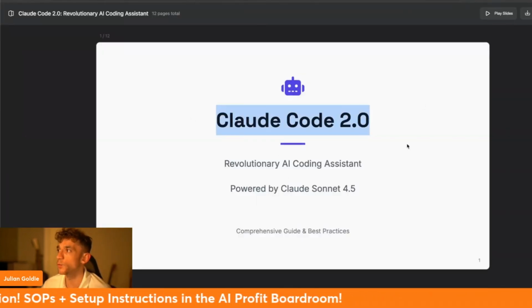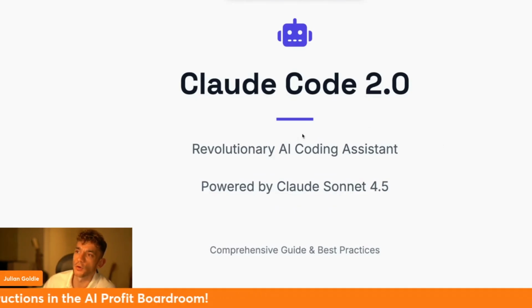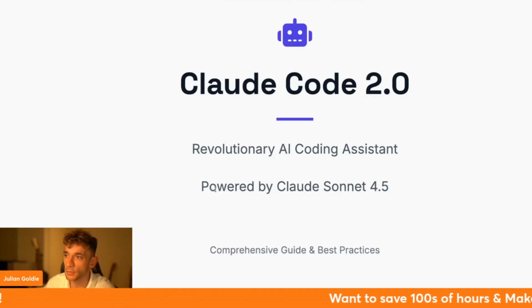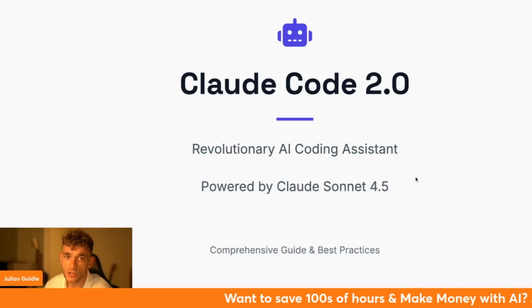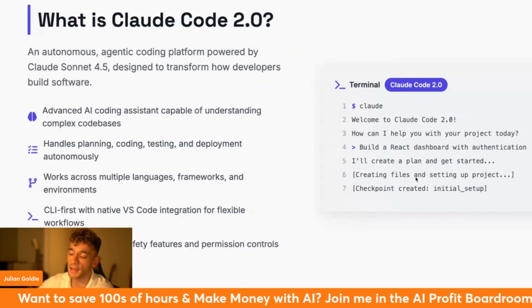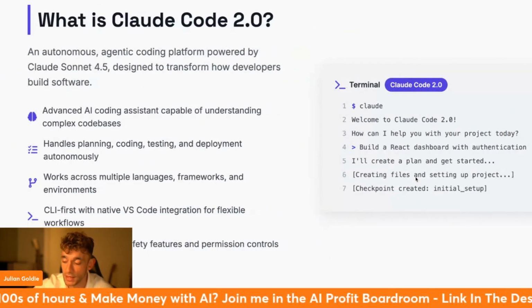Essentially, if you're wondering, what is Claude Code 2.0? How does it work? It's a revolutionary AI coding assistant, and it's powered by Claude Sonnet 4.5, which literally just came out. Now I'm going to walk you through exactly how to use it, how to save time with it, and how to build anything with it.